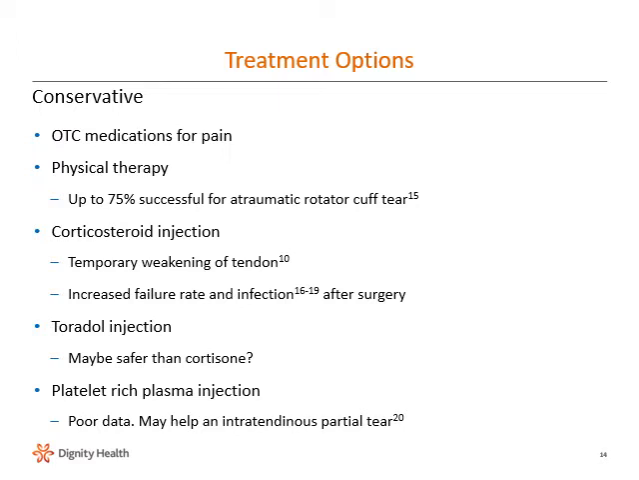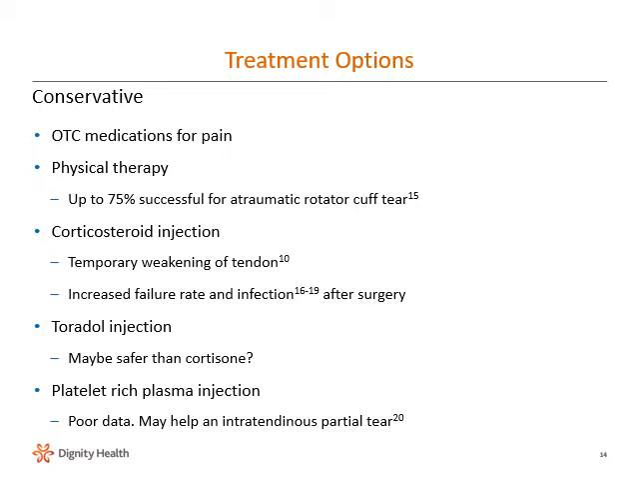We know that every time we do a cortisone shot, it does temporarily weaken the tissue in the area of the tendon. And then if you have a cortisone shot and end up having surgery, cortisone is a risk factor which increases the rate of failure of a rotator cuff repair and also increases the risk of infection, especially if the cortisone shot is performed within 1 month prior to a rotator cuff repair surgery.